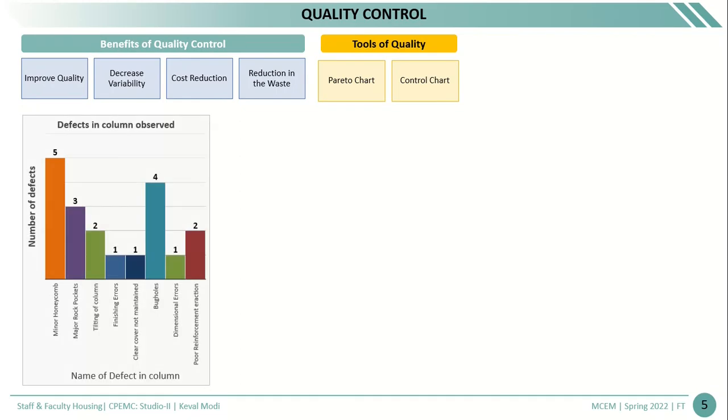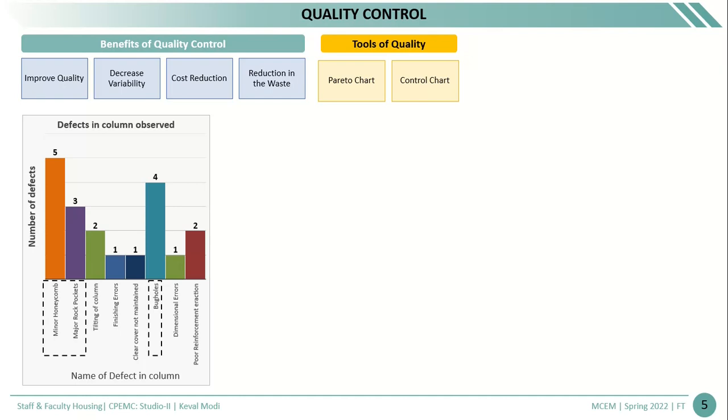We can use different types of tools to improve the quality, to decrease the variability, to reduce the cost, and to reduce the waste. In this portfolio, mainly the Pareto chart and control chart are used. To prepare the Pareto chart, we have identified 8 types of defects in columns, which are observed on the site, which are mentioned here.